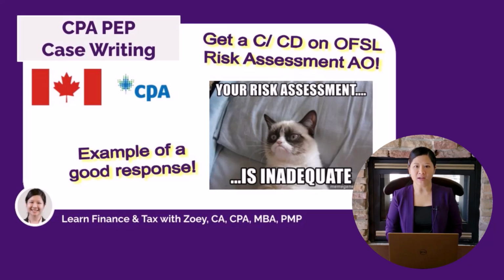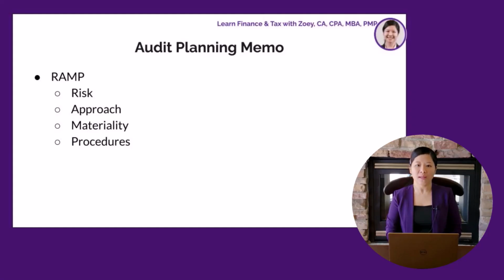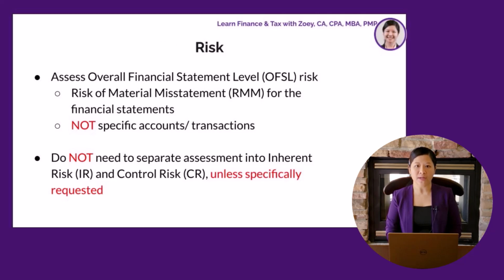In this video, I'm going to share some tips on how to structure your response for the overall financial statement level risk assessment. The audit planning memo has four main components: risk, approach, materiality, and procedures. The first step is to assess the overall financial statement level risk. You don't need to separate your analysis into inherent and control risk unless it is specifically requested.